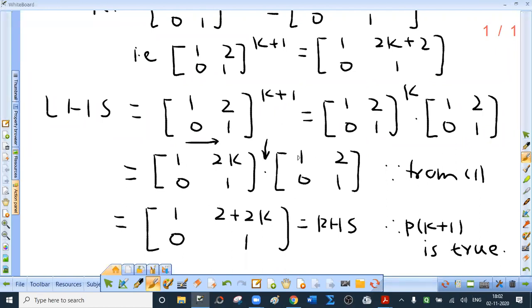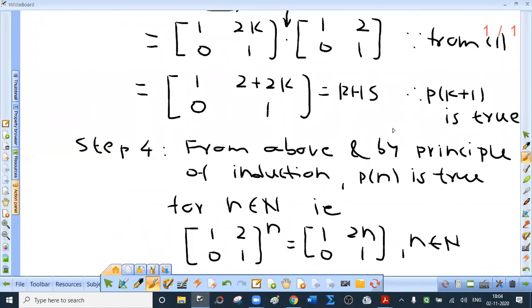So first row, first column, 1 into 1, 1 plus 0. Then 1 into 2, 2 plus 2k into 1, 2k. So 2 plus 2k. What about this element? 0, 1, 0, 1, 0, 0. 0, 2, 0, 1, 1, 1. Yes, this is right hand side. So P of k plus 1 is true. So from above steps and by the principle of mathematical induction, P of n is true for all n belonging to natural numbers. That is, matrix 1, 2, 0, 1 raised to n is which matrix? 1, 2n, 0, 1, where n is a natural number.